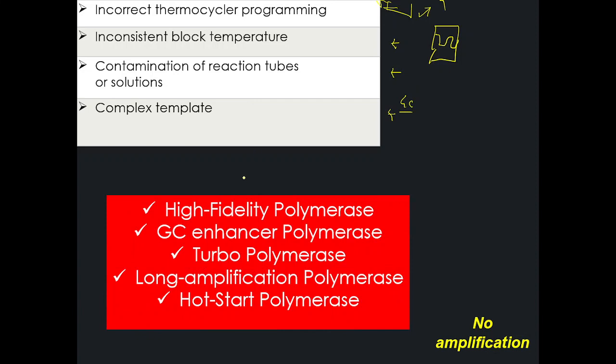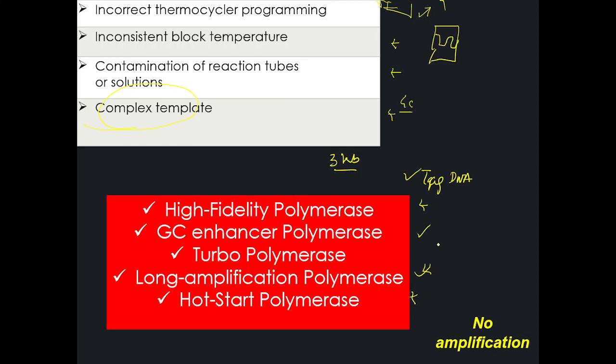Besides this, and depending on the requirement of your purpose, you might also think of using a high fidelity polymerase, because Taq DNA polymerase, like in the case of Ruhi, is not advisable for cloning purposes. Either you use a very high fidelity polymerase, or a GC enhancer polymerase if you have a complex template, or if your product size is long, more than 3 kb or so, then you might think about turbo polymerases. You can also avoid this by the hot start polymerase PCR technique as well.